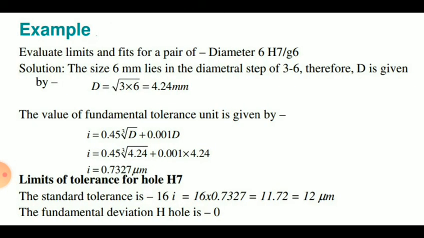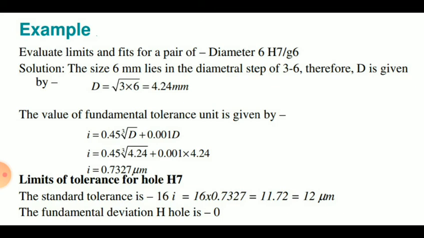Now if the tolerance is given in terms of tolerance grade, then how you can calculate that tolerance, you can see in this problem. So the limits and the fits for the pair of diameter 6, H7 and G6. So the fit is given. In this case 6 is the basic size for the hole as well as the shaft. So the hole is an H type and the shaft is a G type.